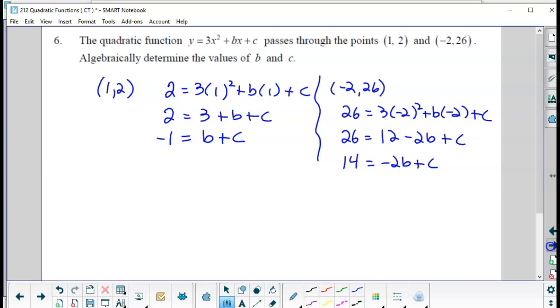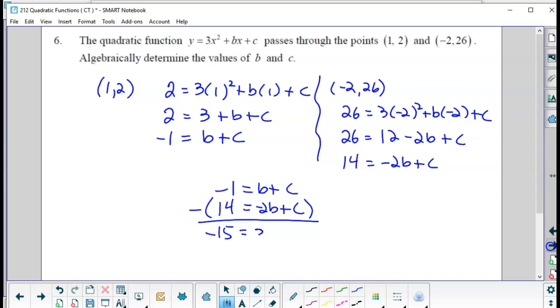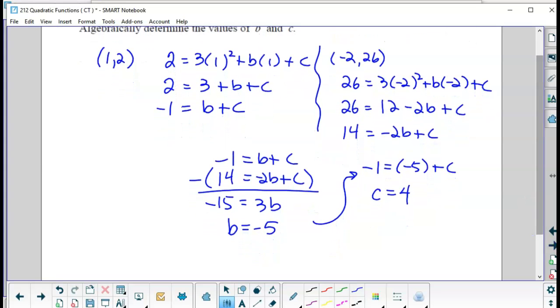And then you want to solve that system. So negative 1 equals b plus c, 14 equals negative 2b plus c, and let's subtract. So b equals negative 5. So c equals 4. So then we can put it back in. So basically y equals 3x squared minus 5x plus 4.